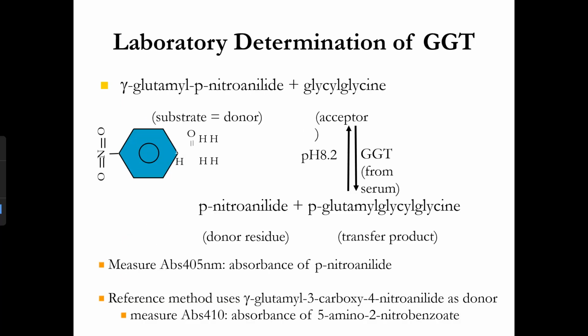The laboratory determination of GGT: you are going to add glycylglycine, and it causes a color change, and that color change can be read at an absorbance level using a spectrophotometer.